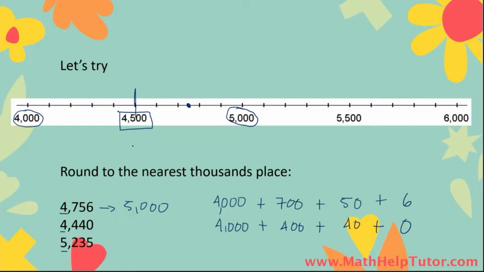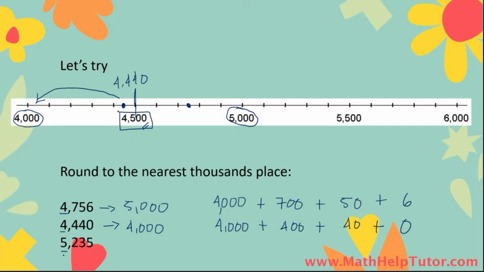Let's now look for 4,440 in our number line. So if this is 4,000, this is 4,100, 4,200, 4,300, and this is 4,400. So our number should be between 4,400 and 4,500. So our number should be around here. It's 4,440. Since our number comes before 4,500, or is less than 4,500, we know that our number is nearer to 4,000. So the answer to rounding our number to the nearest thousands place is 4,000.